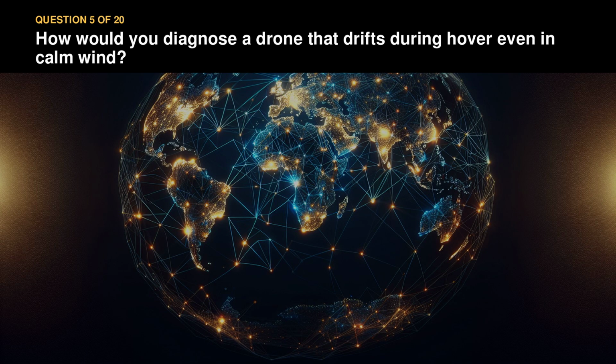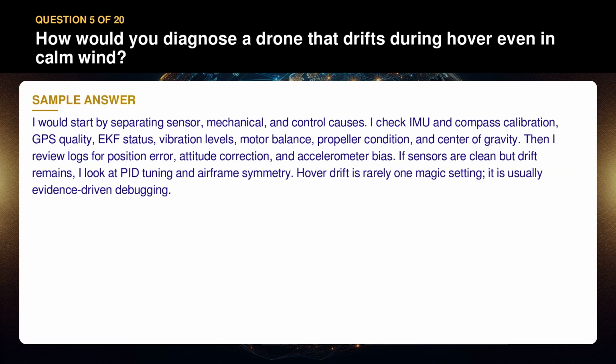Question 5. How would you diagnose a drone that drifts during hover, even in calm wind? I would start by separating sensor, mechanical, and control causes. I check IMU and compass calibration, GPS quality, EKF status, vibration levels, motor balance, propeller condition, and center of gravity. Then I review logs for position error, attitude correction, and accelerometer bias. If sensors are clean but drift remains, I look at PID tuning and airframe symmetry.